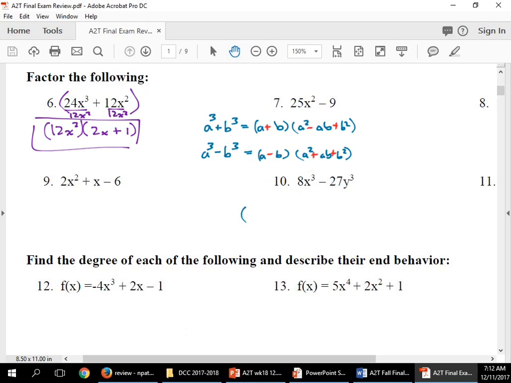So let's set it up. Binomial times a trinomial. We have the cube root of this one, which is 2x, the cube root of this one, which is 3y. And then I go the first one squared, so it's going to be 4x squared. Then the first one times the second one, that's going to be 6xy. And the last one squared, which is 9y squared. And then I put my signs in. Since this is subtraction, I keep the subtraction, I change it to plus, and then plus. That's my answer for that one.